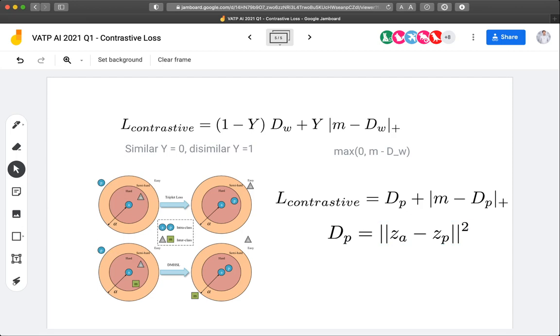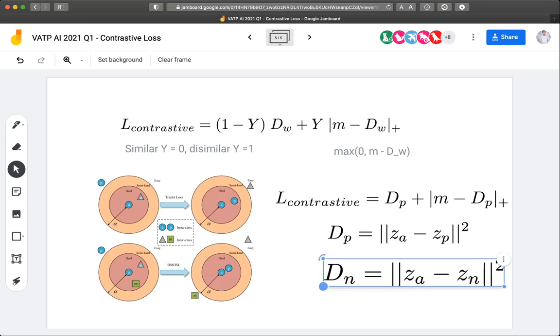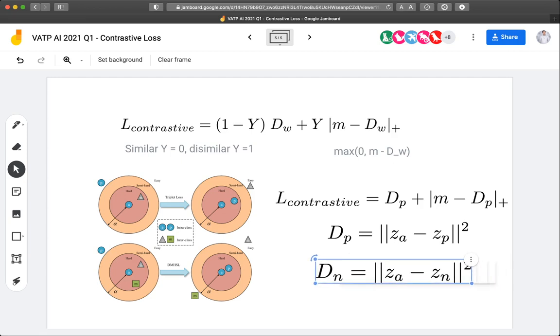The dn would be the Euclidean distance between samples not of the same class, and the z is the embeddings. So you'll see that in the code; it's probably easier to understand the basic concepts while seeing the code. So we'll do that. Okay, so let's move this one here, right?